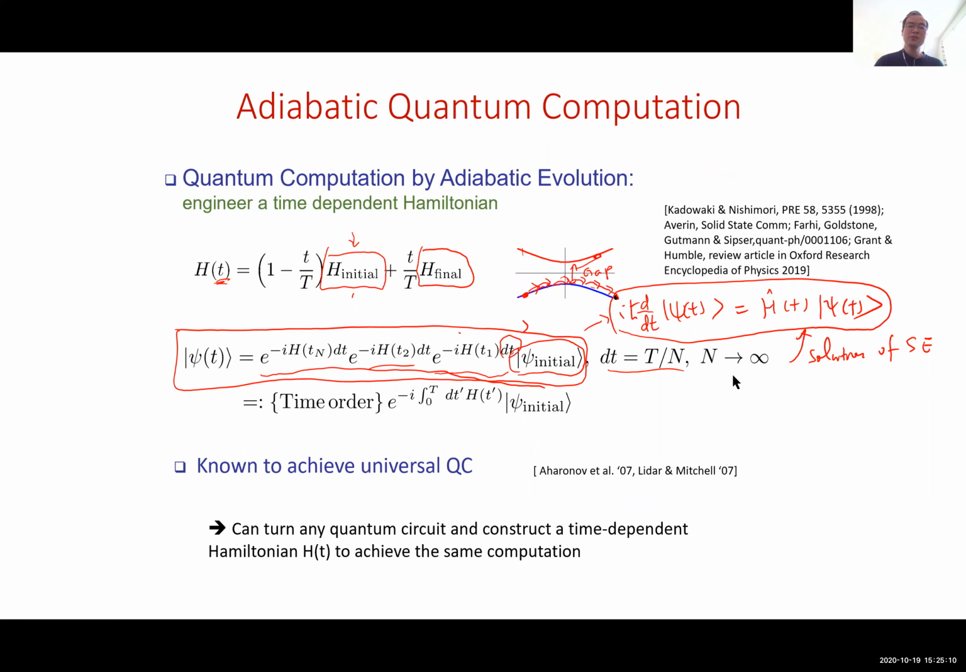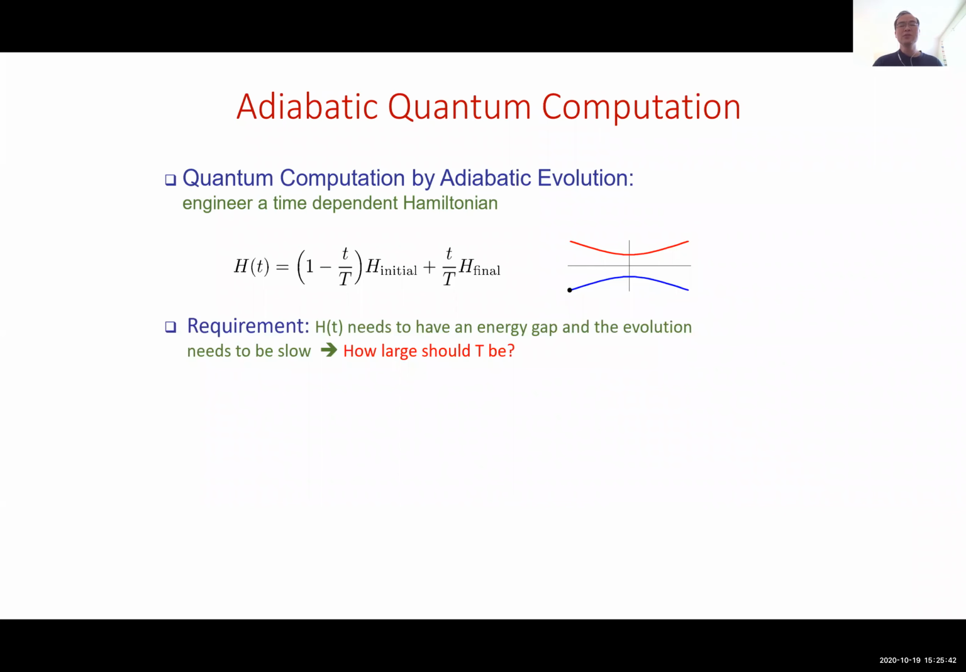It was shown that using this adiabatic quantum computation, adiabatic evolution, you can simulate any quantum circuit, meaning that it's also universal. To be more precise, if you're given a circuit, you can construct a Hamiltonian to achieve the same computation. So this has been proven.